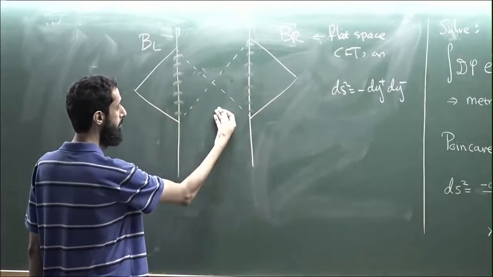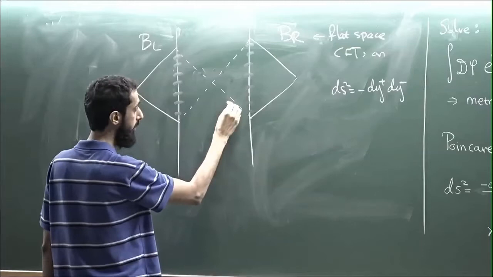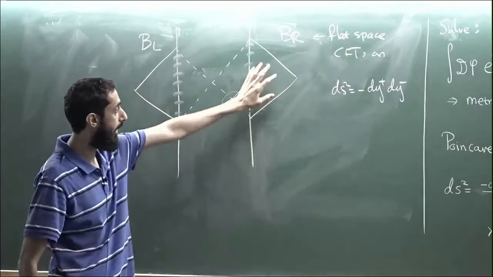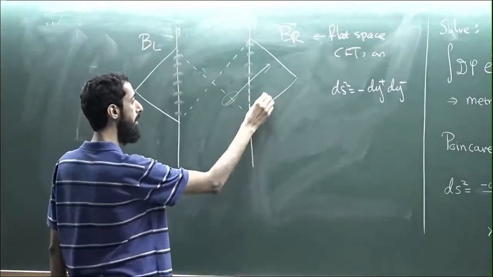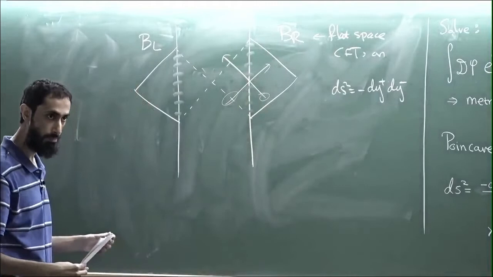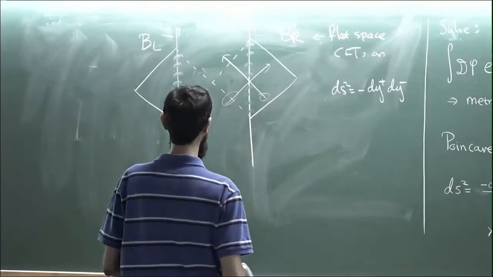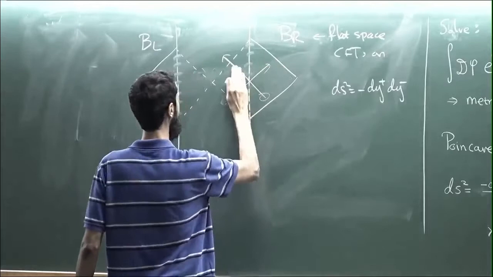some radiation or whatever, some non-zero stress tensor in this region, it will propagate freely to this asymptotically flat CFT, or to this flat space CFT. And similarly, if I have some stress tensor here, it'll just fall in. Okay, good. So what do I mean by the statement that things flow out? Yes, okay. Very good.